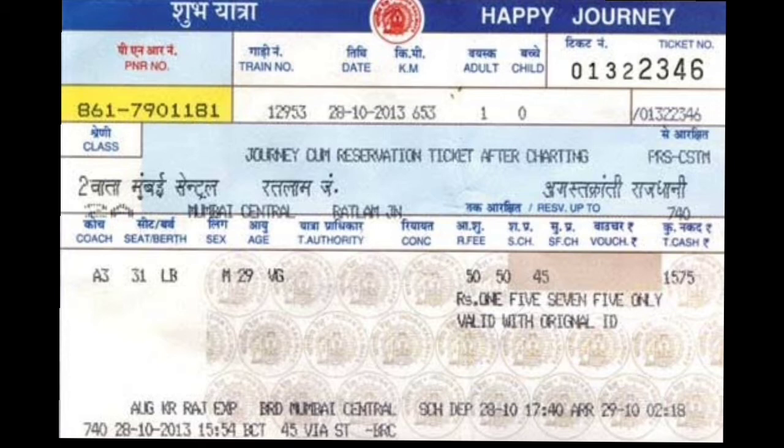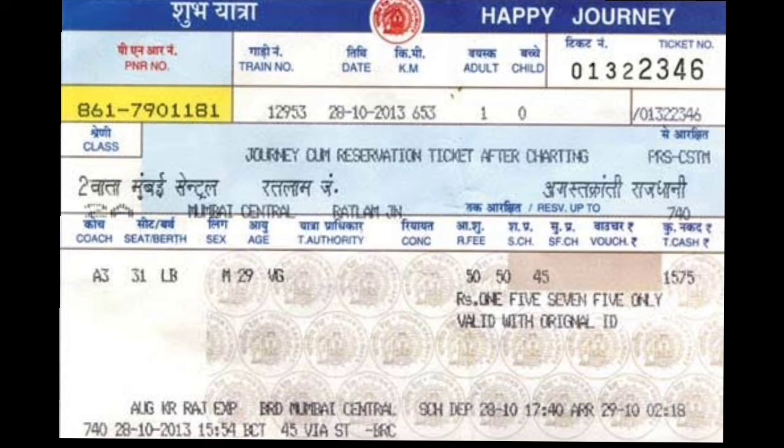On the left hand side, right on the top, you can see a PNR number. This PNR number is used to check whether the seat is confirmed or not. Right beside that, you can see a train number which will help you to identify the train.